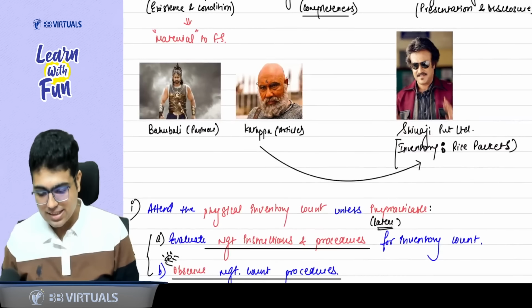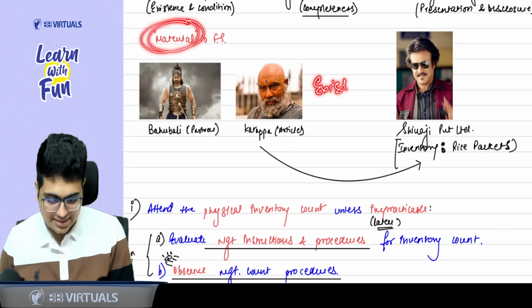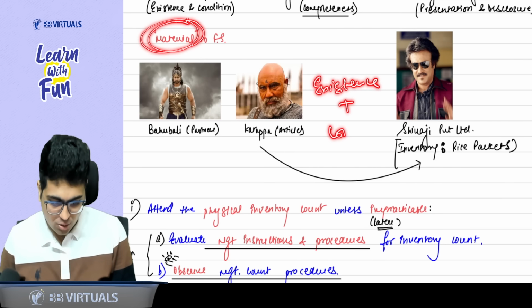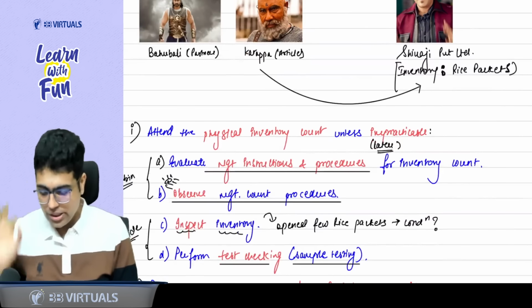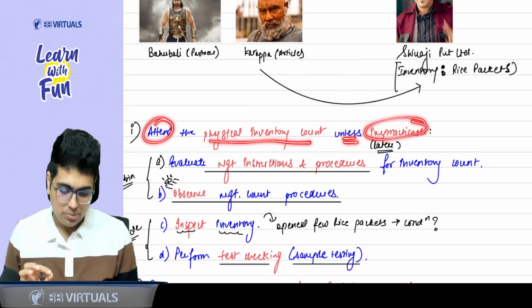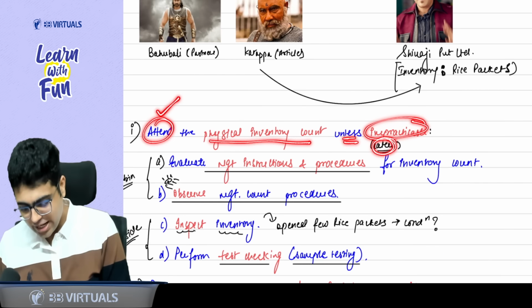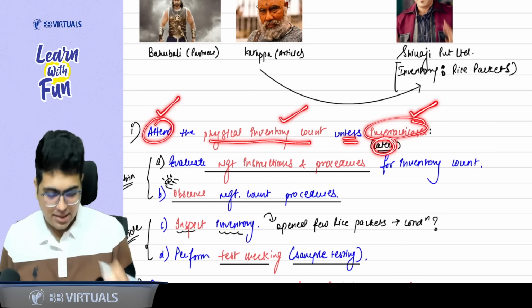So this standard says whenever the inventory is material to the financial statements and you want to check the existence as well as the condition, you need to attend the physical inventory count unless it is impracticable. If it is impracticable, that part we will cover later on, but just understand we have to attend the inventory count unless it is impracticable.